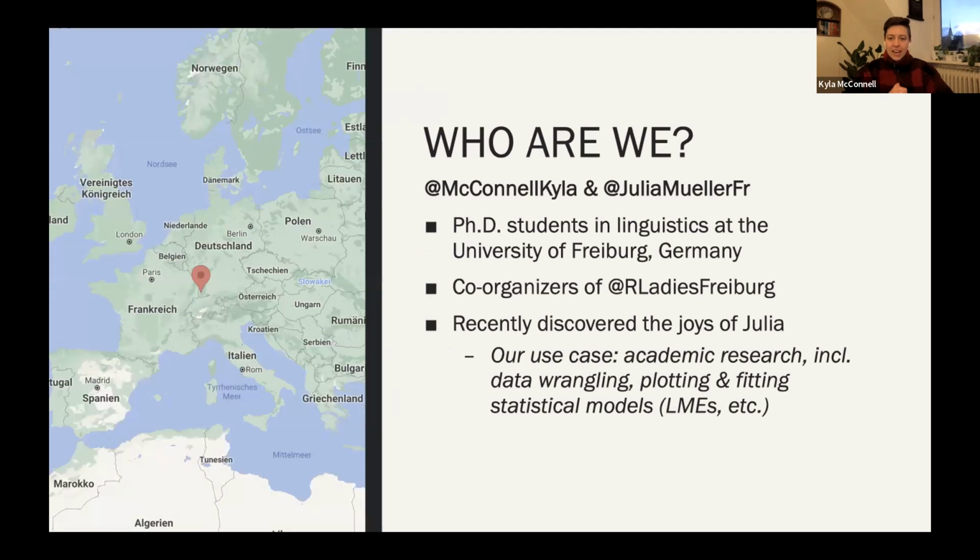So who are we? I'm Kyla, of course, and this is Julia. You can call her Julia or Julia. I call her Julia because she's German and it helps us distinguish between Julia and Julia, the programming language. We are two PhD students. We both do linguistics, and we're located at the University of Freiburg in Germany. For those who don't know Freiburg, we're right down here in the southwest corner, quite close to both France and Switzerland in the Black Forest region of Germany.